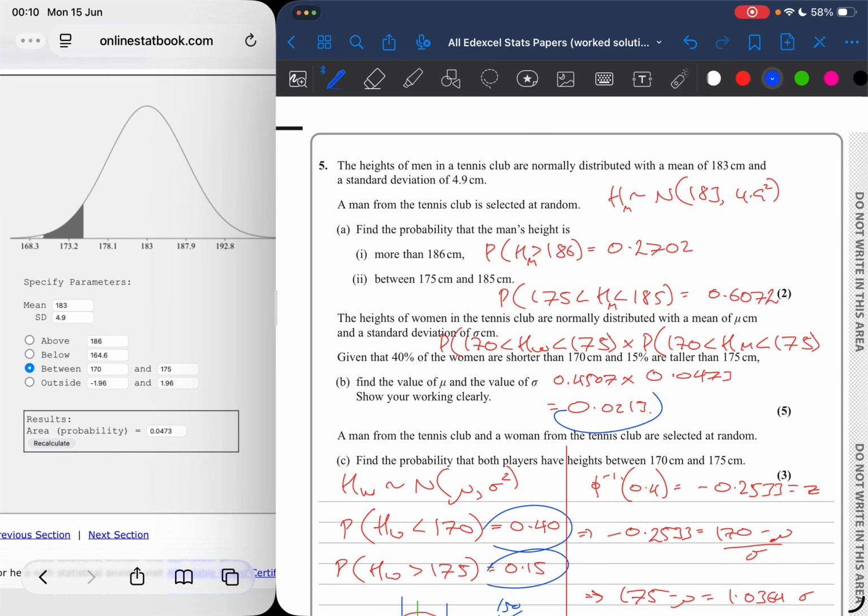0.0213. So 2% chance. If I go to a tennis club, they're giants, aren't they? Tennis players really are. They're like a whole region of Dutch people, all collated into one club.